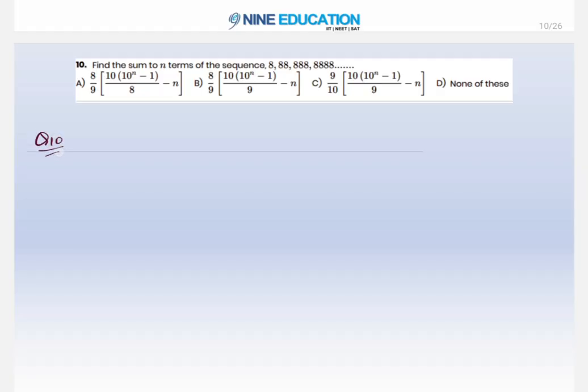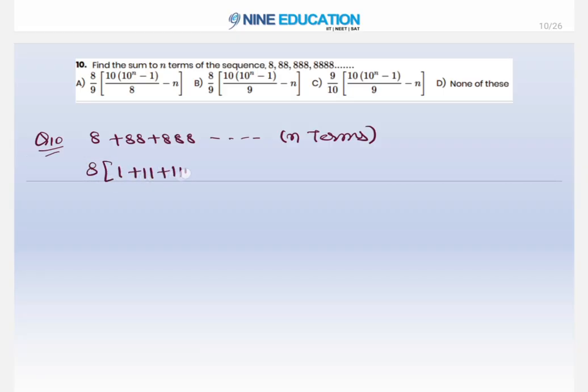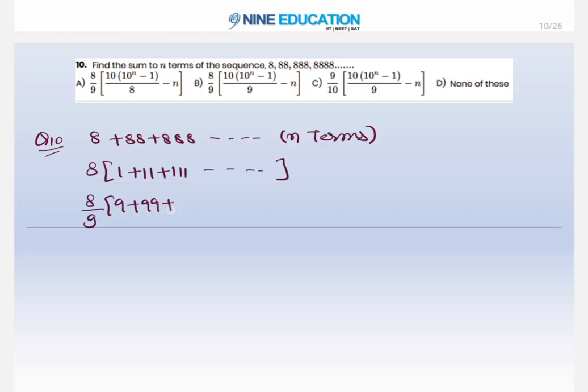Question number 10. So we need to find the sum of this sequence up to n terms. So 8 plus 88 plus 888, and so on till n terms. Just take out 8 common. So 1 plus 11 plus 111, and so on. Multiply and divide by 9. So 8 by 9 times (9 plus 99 plus 999, and so on) up to n terms.